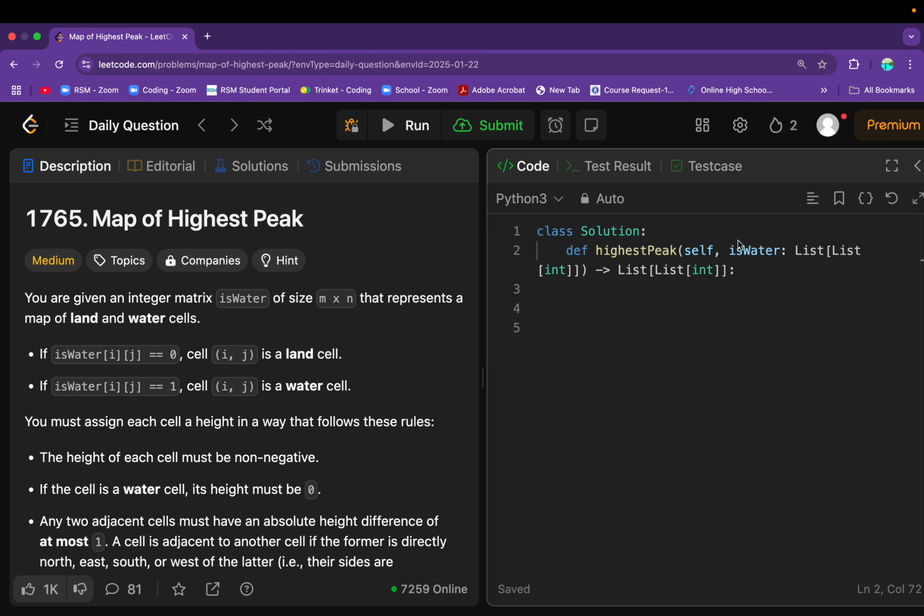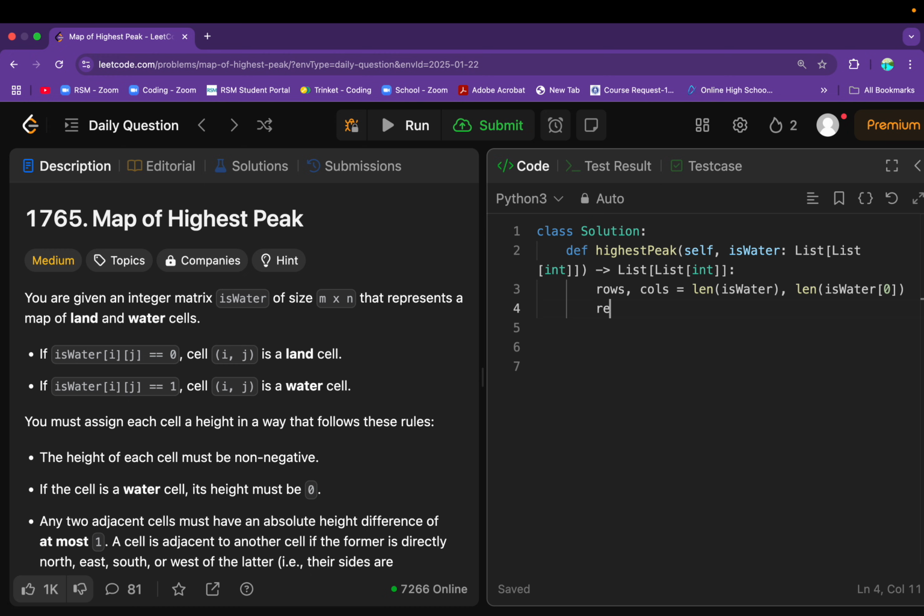What I usually like to do for graph and matrix problems is store the number of rows and columns, basically the dimensions of the input, in 2 integer variables that I literally call rows and columns. This is simply the length of isWater and the length of isWater at index 0. It's a neat way to get the number of rows and columns in a matrix, which always start at the 0th index. It will help us iterate through the grid and check our boundaries.